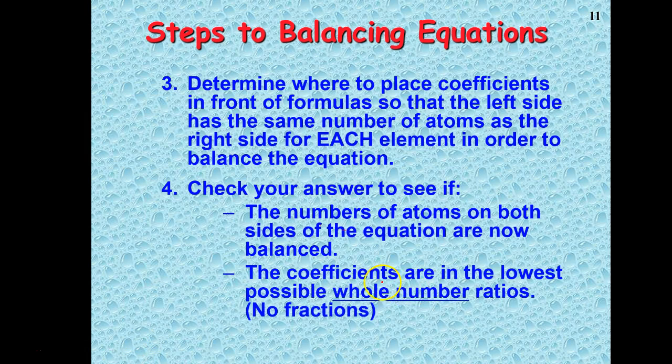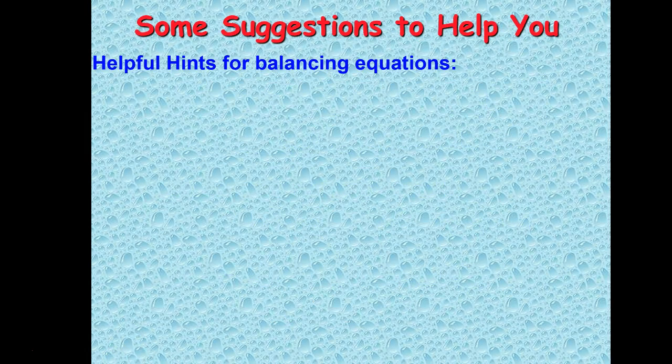Okay? The coefficients need to be in the lowest possible whole number ratios. You can't use fractions, because you can't really have half of an atom of carbon. It's just not possible. Okay? There is no particular order you need to go in. It's not like you need to go left to right or in alphabetical order or something like that. There's no right or wrong way to do this. It's more about getting the answer at the end.